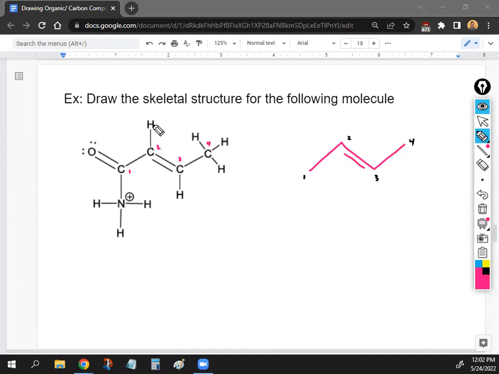Okay, now we can ignore all the hydrogens connected to carbon. So I can ignore that, can ignore that. We can ignore all the hydrogens on the 4th carbon. So we got the double bond here.